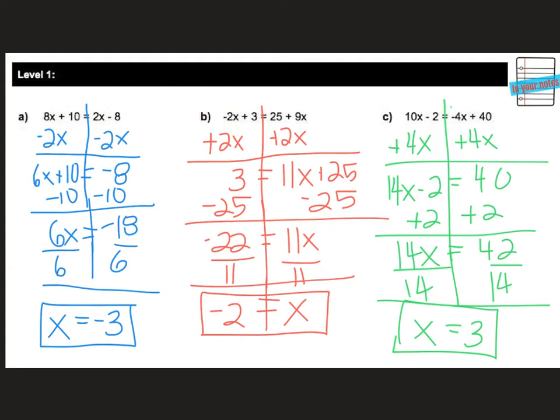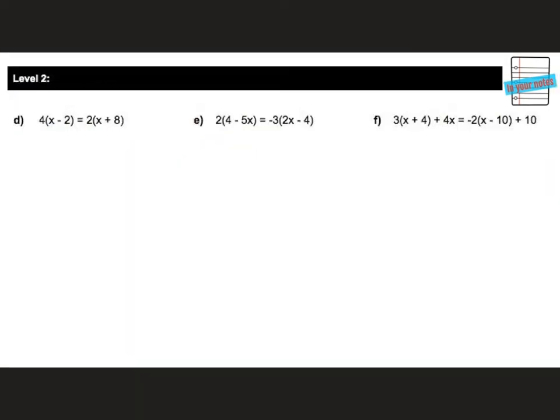All right, let's take a look at some level 2 problems next. So the difference here as we look at our level 2 problems is we'll notice we have some simplifying to do first before we get our variables together. So you'll see each of these problems has some parentheses in them. So we need to distribute as our first step here. So I'm going to distribute my 4 to both places here. We'll have 4x, and then 4 times a negative 2 is a negative 8. The right-hand side will distribute that 2, leaving us with 2x plus 16.